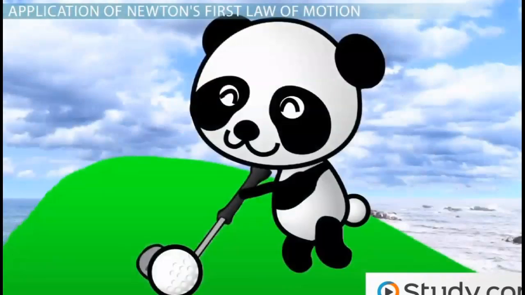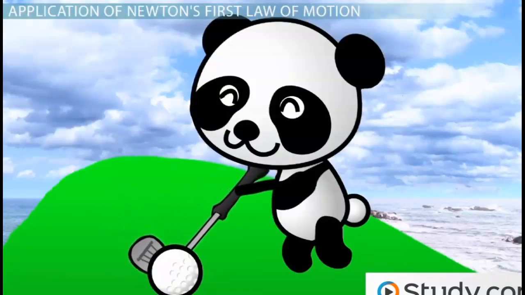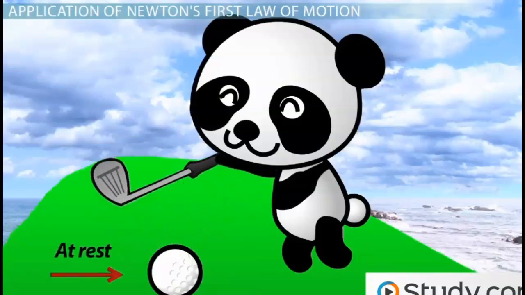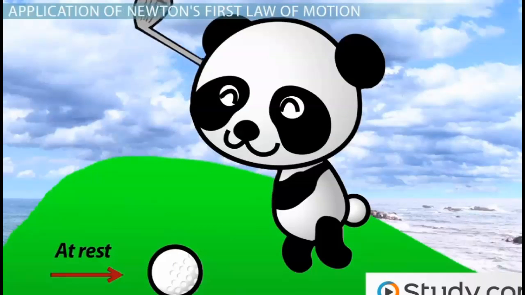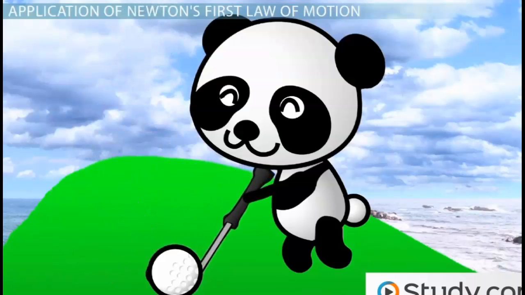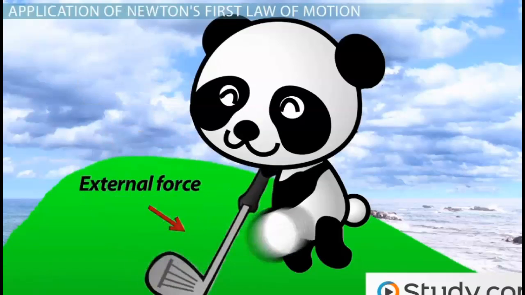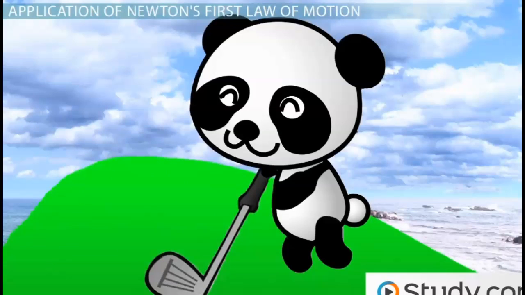Now consider a golfer hitting a ball off the tee. While the ball is on the tee, it is said to be at rest. That is, it has no motion. Once the swinging club comes into contact with the ball, the club applies an external force, disrupts the state of balance, and bam, sends the ball flying into motion.